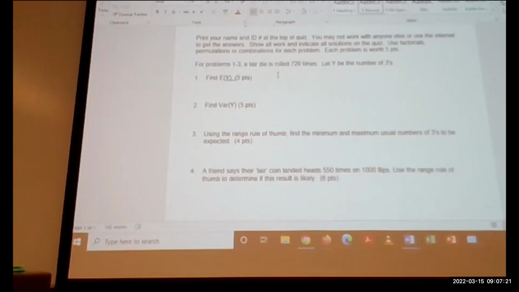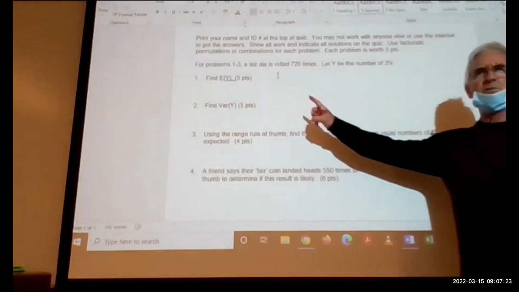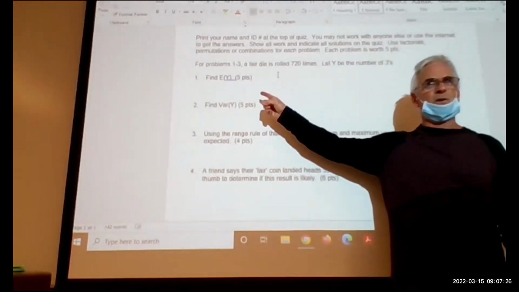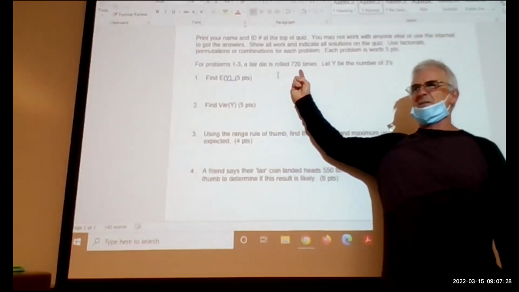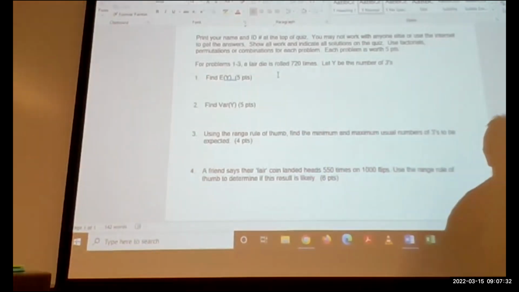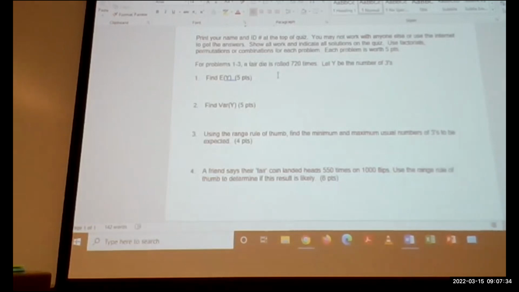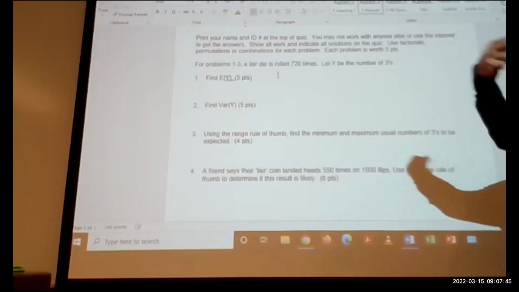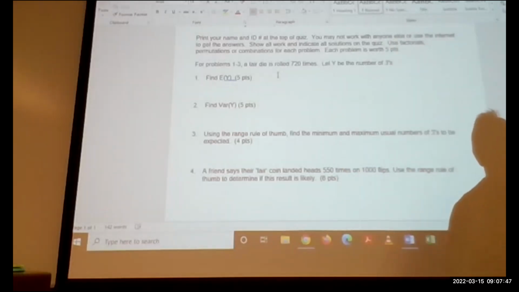Now, you're not going to make a probability distribution for this one. Why not? We did it on the previous quiz because n was 5. You flip a coin 5 times, I think we can handle a probability distribution. But you roll a die 720 times. I don't think I need to do probability of 0 or 1 and 2 and 3 all the way up to 720. That would be kind of time consuming.